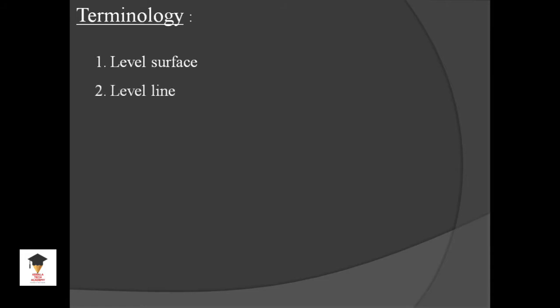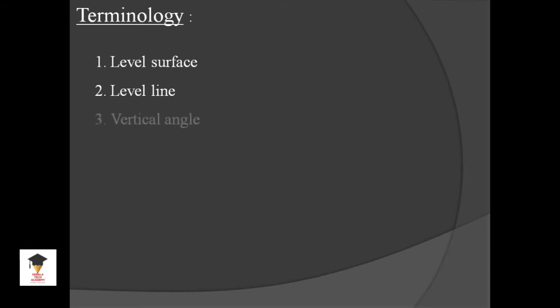The second one is a level line. A level line can be defined as a line that is existing on a level surface, and we can say that it is normal to the plumb line at all the points.